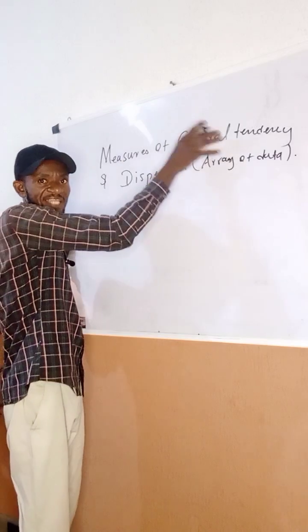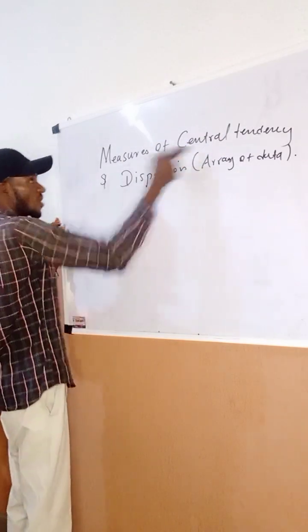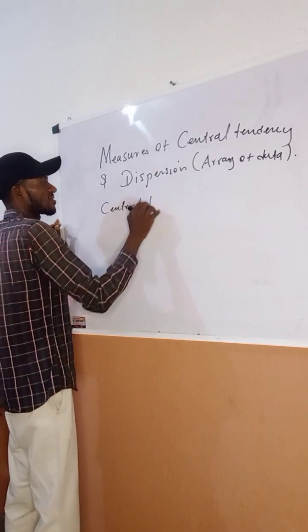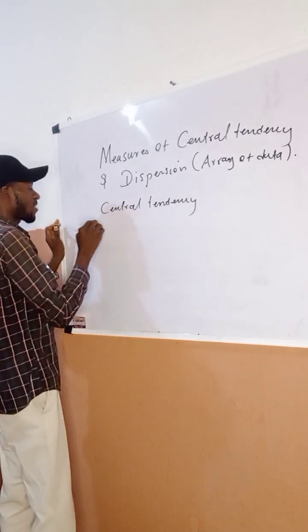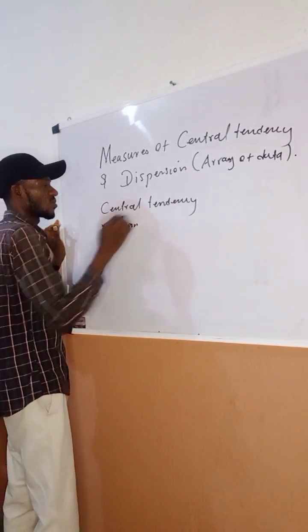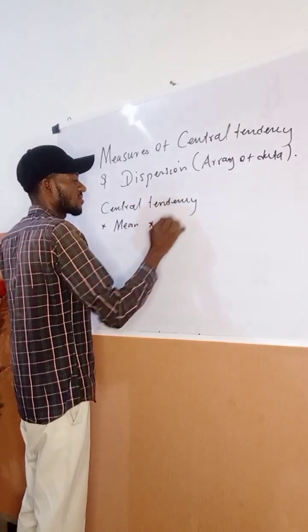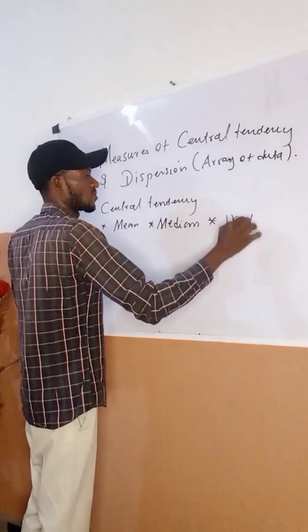The measures of central tendency that we are going to consider in today's class are, under this measure of central tendency, the mean, the median, and the mode.